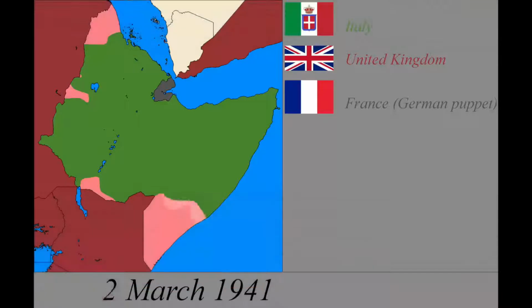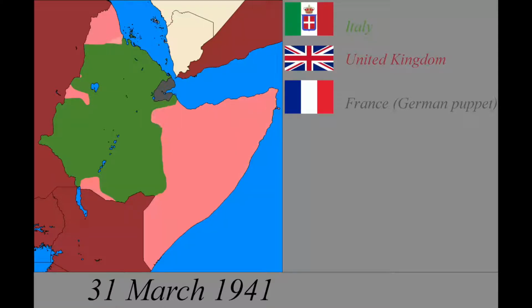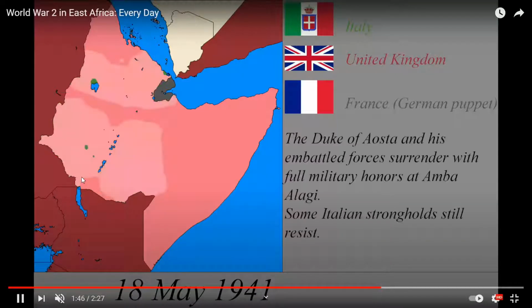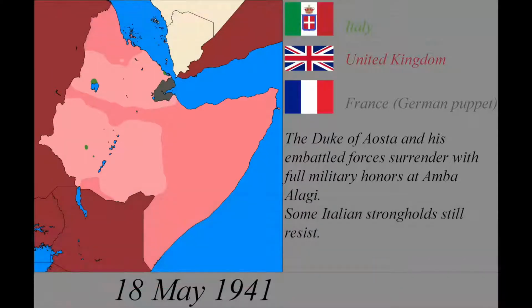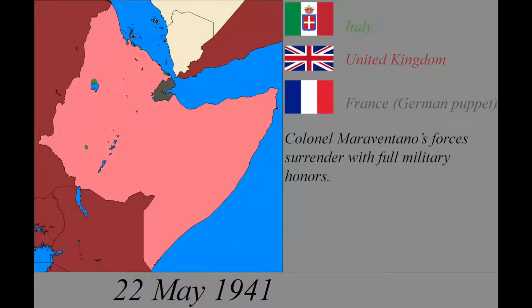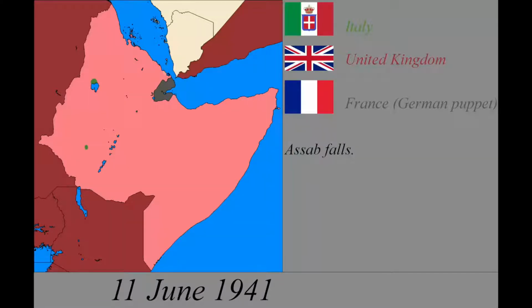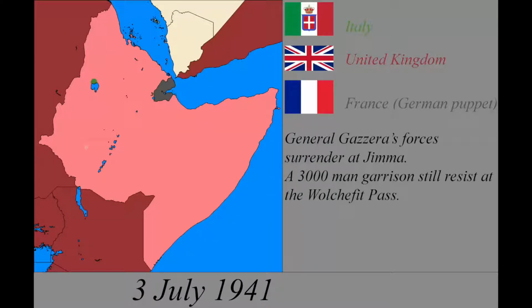So this is an overland map of East Africa, and this is exactly what I'm going to talk about: Addis Ababa and the Battle of Keren. This is overall what we're going to look at as far as how Italy is going to be cut back. And here you can see the Duke of Aosta surrender with full military honors. Assab falls. So this is all stuff that's coming up in this presentation.